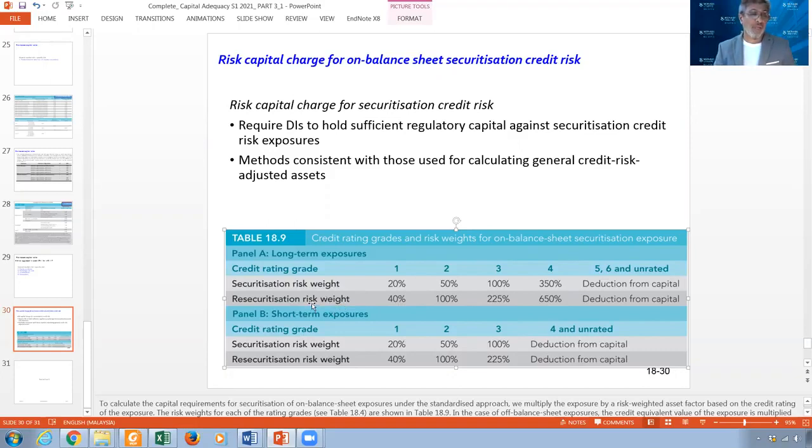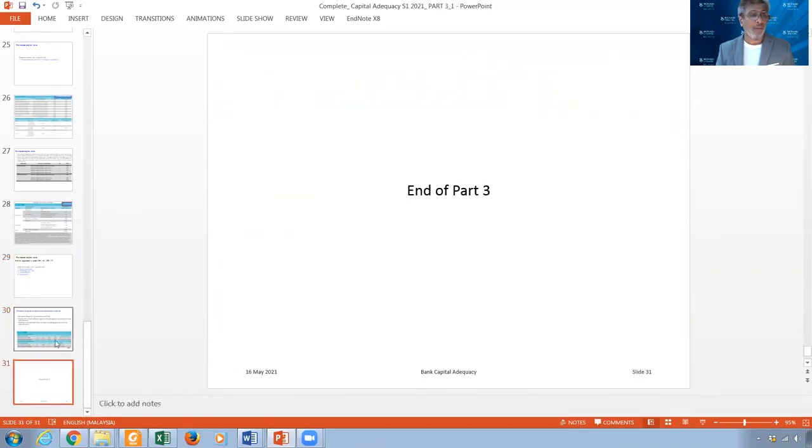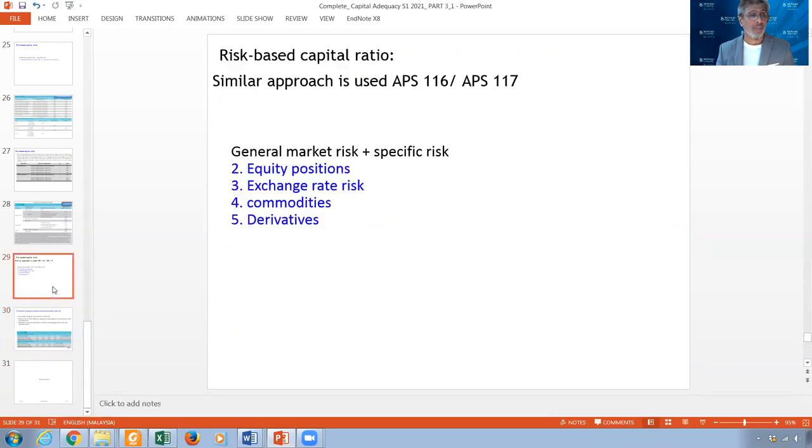If there is resecuritization, then as you see, the risk is increasing, and the rates are very high. So this is when we have securitization, as I told you, and it is for the on-balance sheet securitization exposure. I am actually done with this.